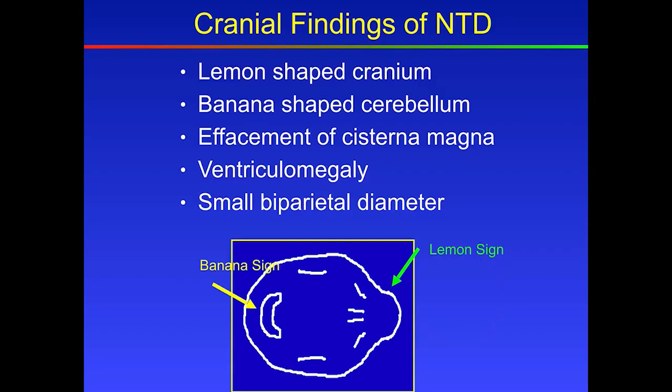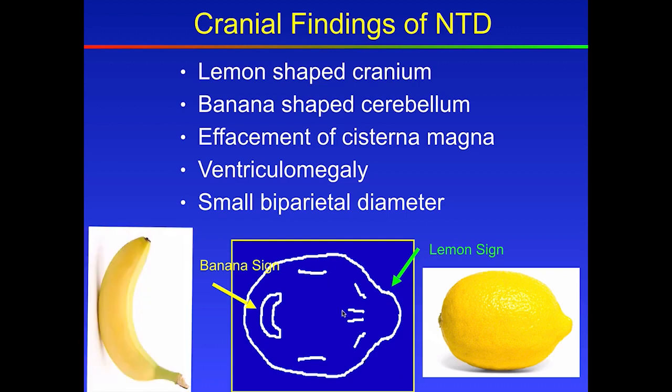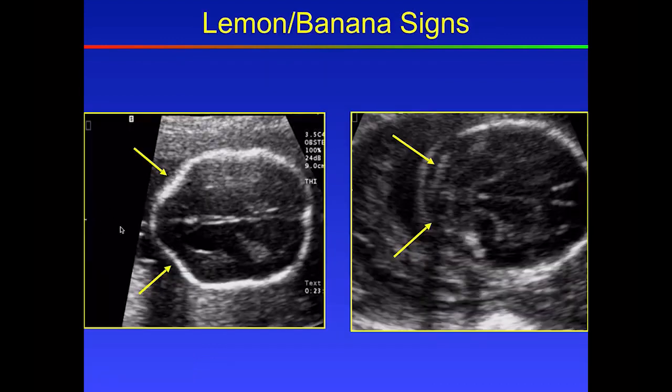Now, the cranial findings of neural tube defects are very helpful in picking up this abnormality. First is the lemon sign, which is the flattening of the parietal bones. Second is the banana sign, which is the cerebellum curving around. And then the third sign is effacement of the cisterna magna, that it is not there. The next sign is ventriculomegaly. And then interestingly, they tend to have a small BPD in the second trimester and only blossom out when they get ventriculomegaly. They may or may not have a significant increase in the size of their brain.